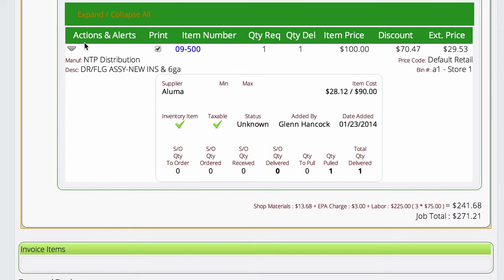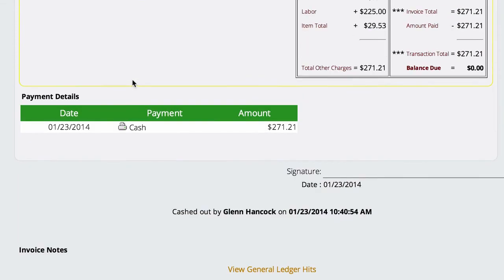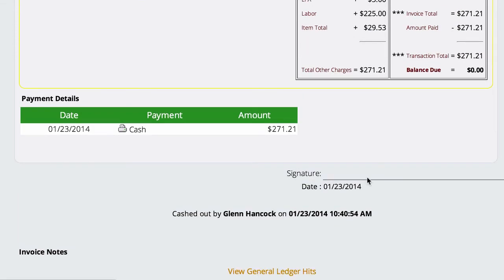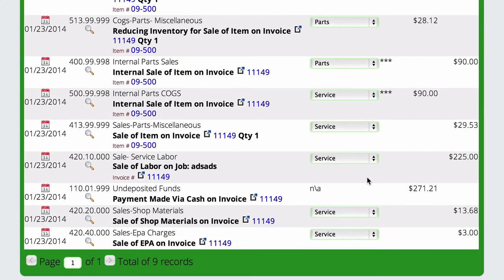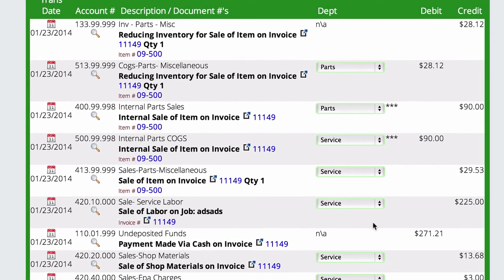When I open up the detail on this part, you can see that the list price, what I am selling the part to the customer for, is $28.12. But it cost me, the service department, $90 to get this part from the parts department. So I'm actually losing money on this particular part. Now what I want to do is jump down here and take a look at the GL hits that happened as a result of this getting cashed out, so that you fully understand how Lizzy treats all these hits.